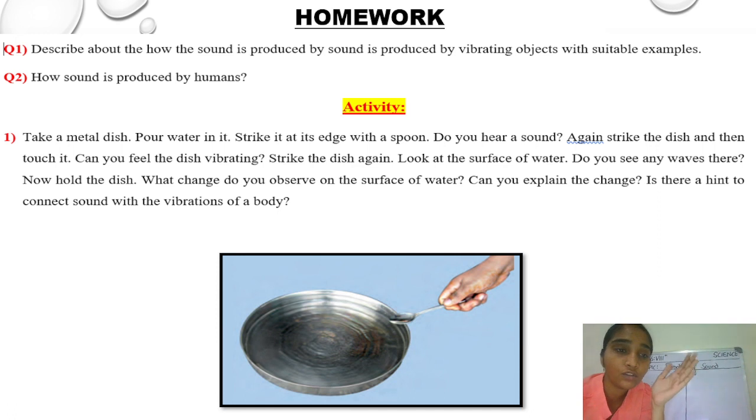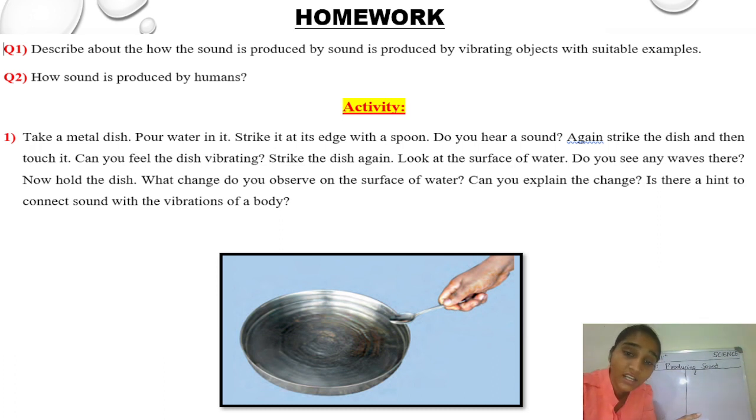Activity, students, I'm giving you two interesting activities which you will do. You have to take a metal dish, pour some amount of water in it, and at the edge of it you have to strike it with a spoon. Now do you hear a sound? And then you have to again strike the dish and then touch it also. Now can you see or feel the dish vibrating or not? You have to observe this also.